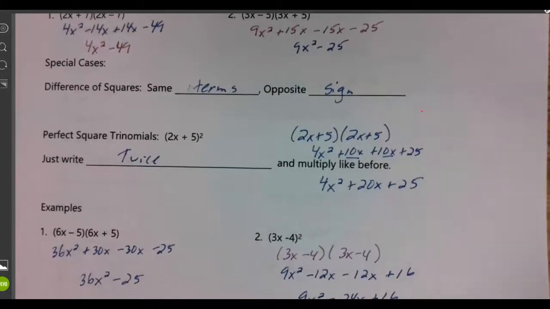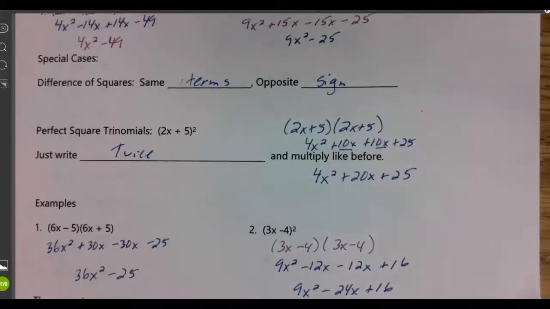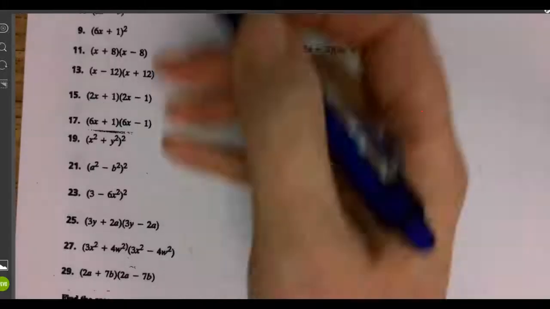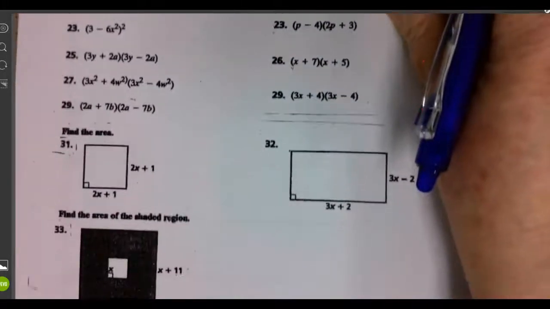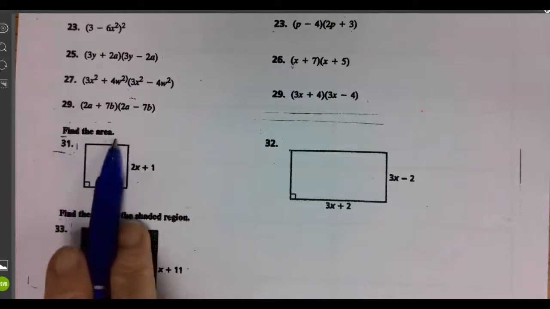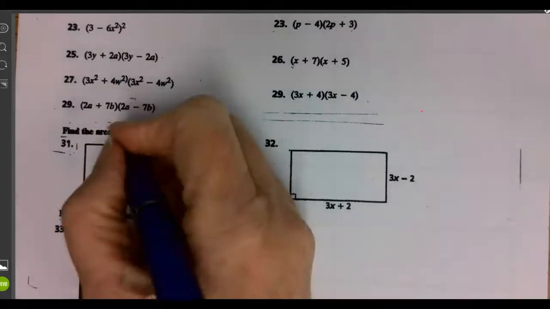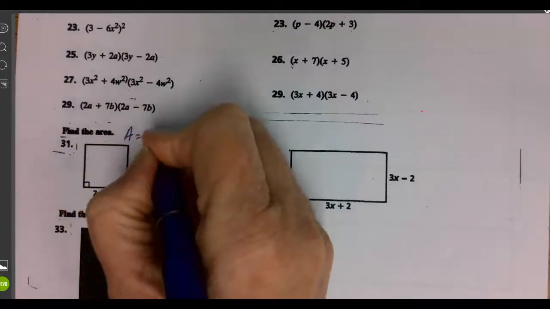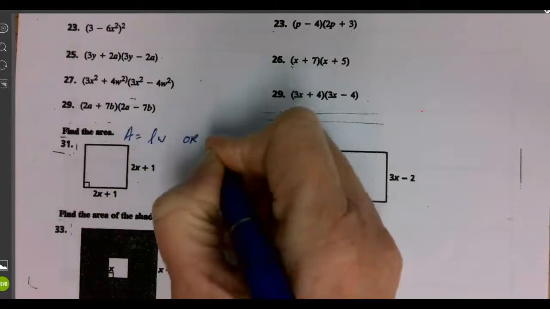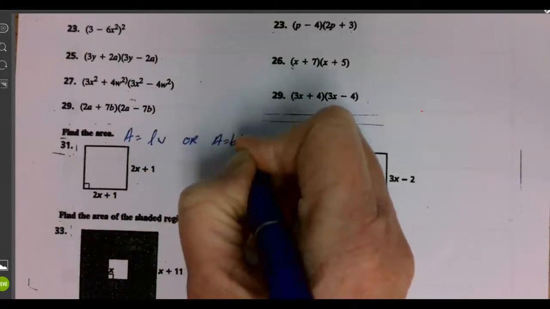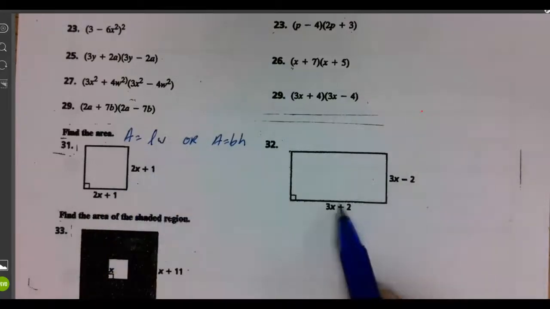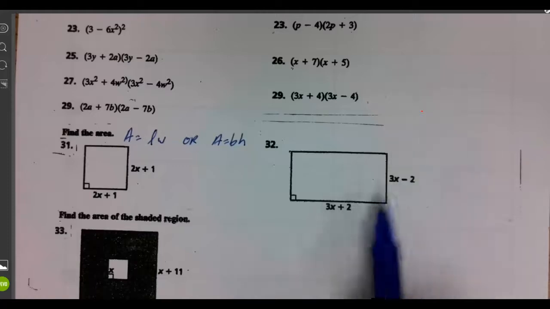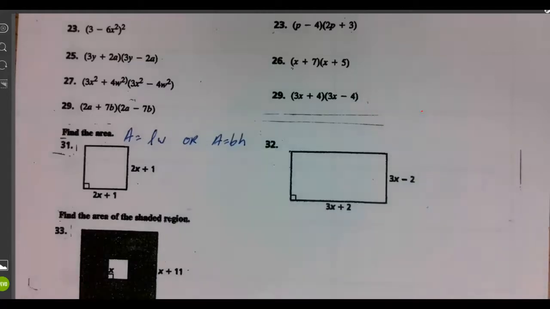Not a problem. So let's look at the homework again. So we're going to have shortcuts, and I just threw in some other ones too, because I think more practice is always better. Down here it says find the area. How do I find area? Area is equal to length times width, or I can write it as base times height, right? So I'm going to take and multiply these two. I'm going to take and multiply these two. So we're going to multiply those, and you're going to find the area.